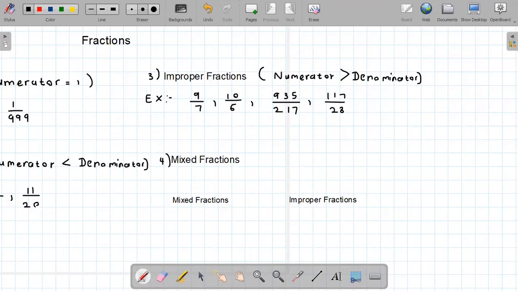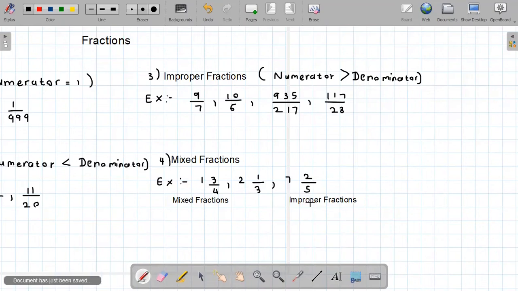So here, as the fourth one, we are going to discuss mixed fractions, right? For mixed fractions, I will take some examples. 1 and 3/4, 2 and 1/3, 7 and 2/5. Here, as you can see, mixed fractions are a combination of a whole number and a fraction.